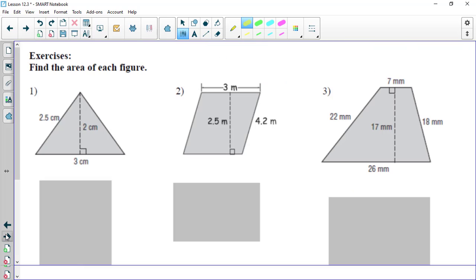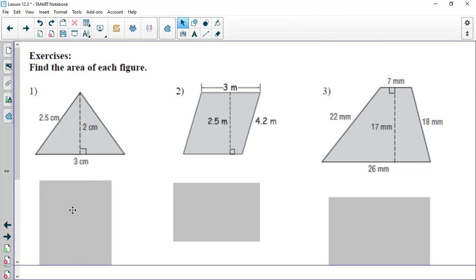All right, let's get into our examples of finding the area of some simple figures, and then we'll eventually work our way into composite figures. So number 1, let's go ahead and start with this question. This is a triangle. We want to identify the shape first so we know which formula to use. So the formula for the area of a triangle is half times base times height.